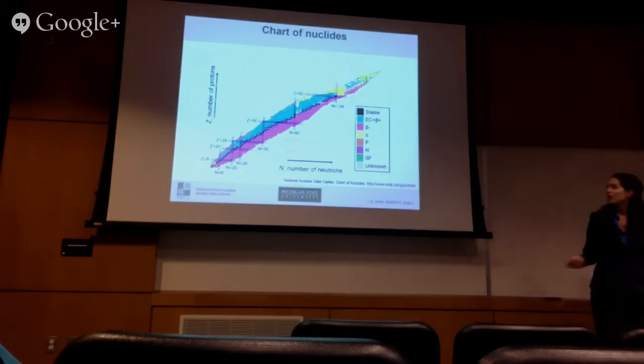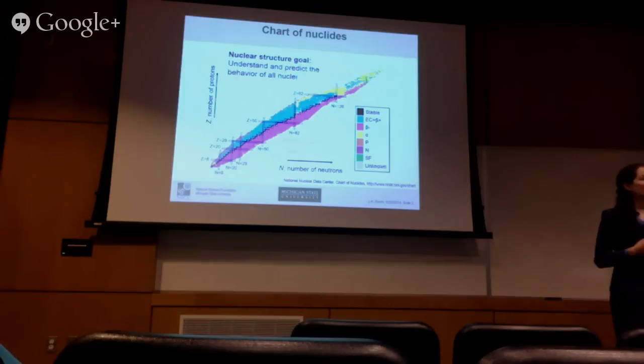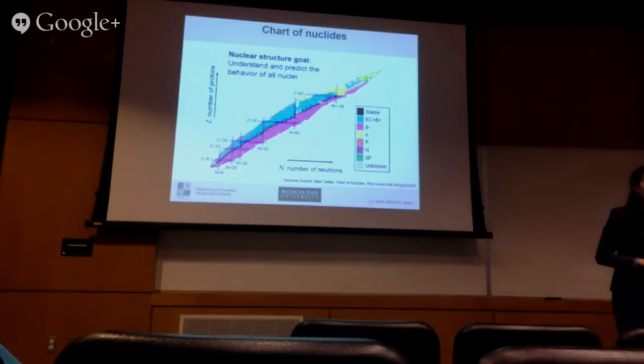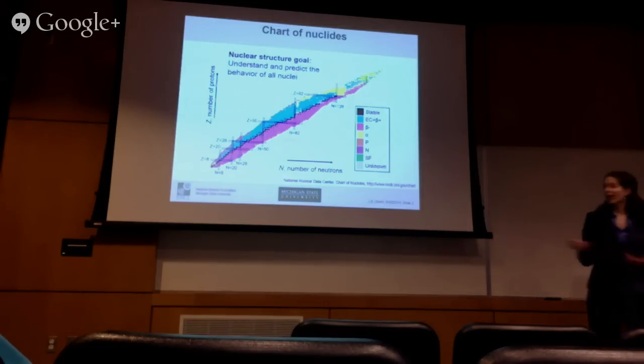This line of black squares right here is called the valley of stability, and it's all the stable nuclei that we've measured. Now, the goal of nuclear structure is to be able to predict and understand the behavior of all of these nuclei. This is quite a challenge since there are approximately 3,000 known bound nuclei and approximately 4,000 more we expect to discover, as well as some unbound isotopes right along the edges.